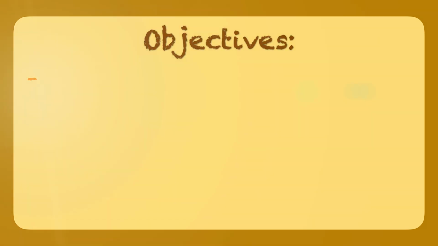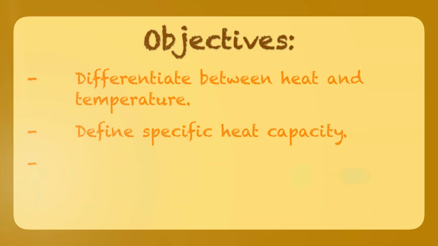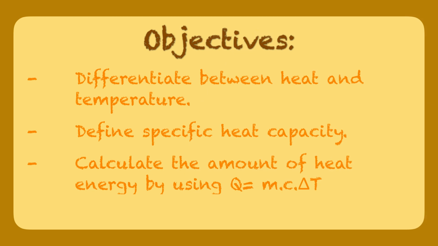In today's video, we will learn how to differentiate between heat and temperature. We will define specific heat capacity and we will learn how to calculate the amount of heat energy by using the formula Q equals mc delta T.